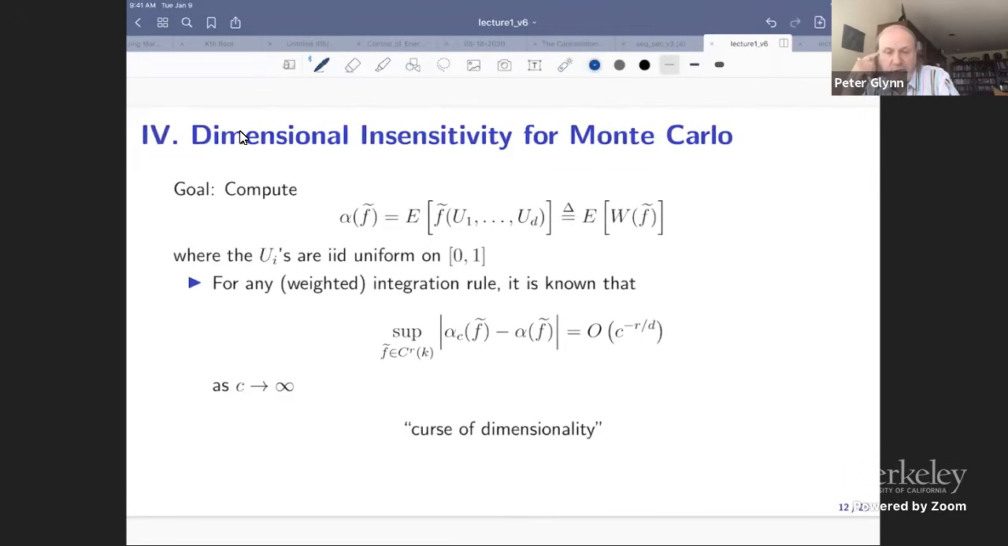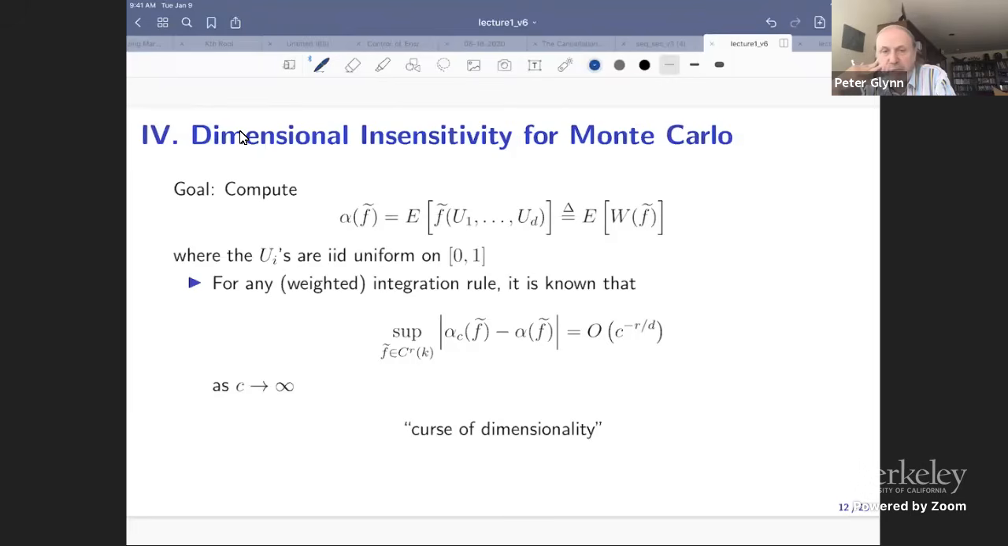Okay, so let me just say a little bit more about this dimensional insensitivity that I discussed earlier. We talked about the fact that when you are computing an expected value, it typically can be represented as a high dimensional integration problem. And it's worth recognizing that there is a very large literature on quadrature rules and various other things involving deterministic integration rules.